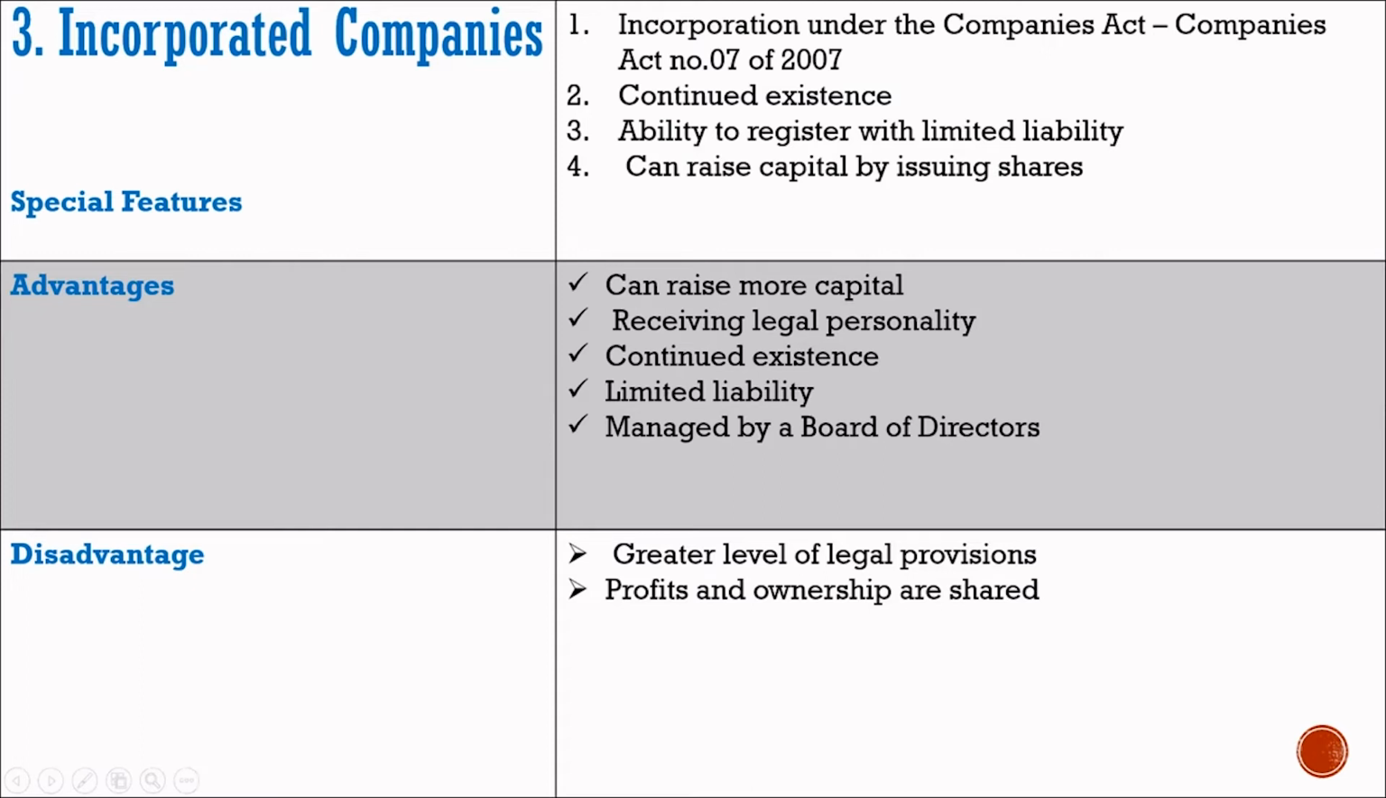Their advantages are they can raise more capital, they have a legal personality, they have continued existence, they have limited liability, and they are managed by a board of directors. So, because of that, there won't be much conflict among them. The disadvantages are they have a greater level of legal provisions. That means since they have a legal status, they will have to adhere to a set of rules and regulations and other legal matters. And profits and ownership are shared. So not only one person, but a group shares the profits and the ownership.